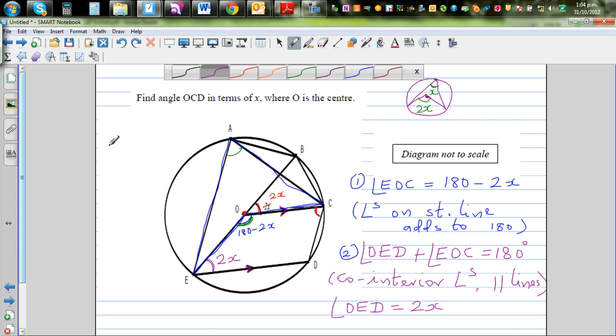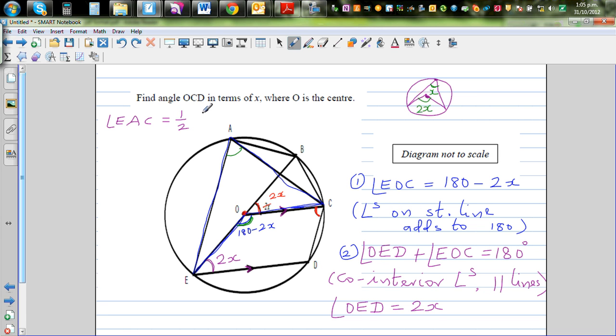So I'll try to finish it off here. Angle EAC is half of angle EOC. The reason is that the angle at the circumference is half the angle at the center. This is a geometric reason, and you can prove it. I've made a video on this important rule in circle geometry. So if this is 180 minus 2x, half of this is 90 minus x. So angle EAC is 90 minus x. Now you're almost there.